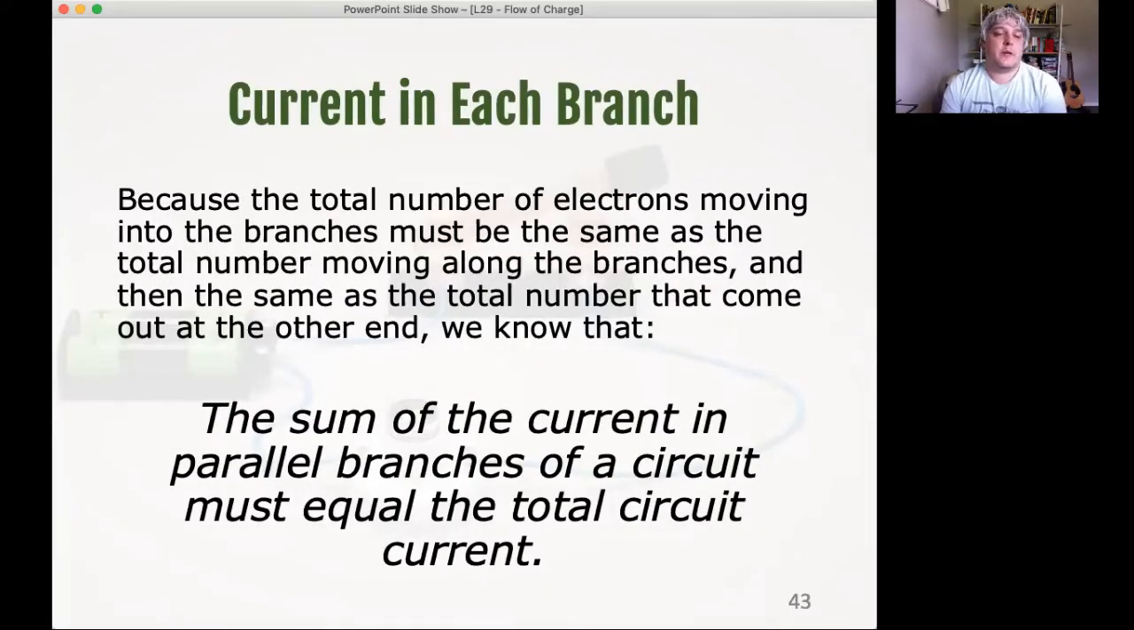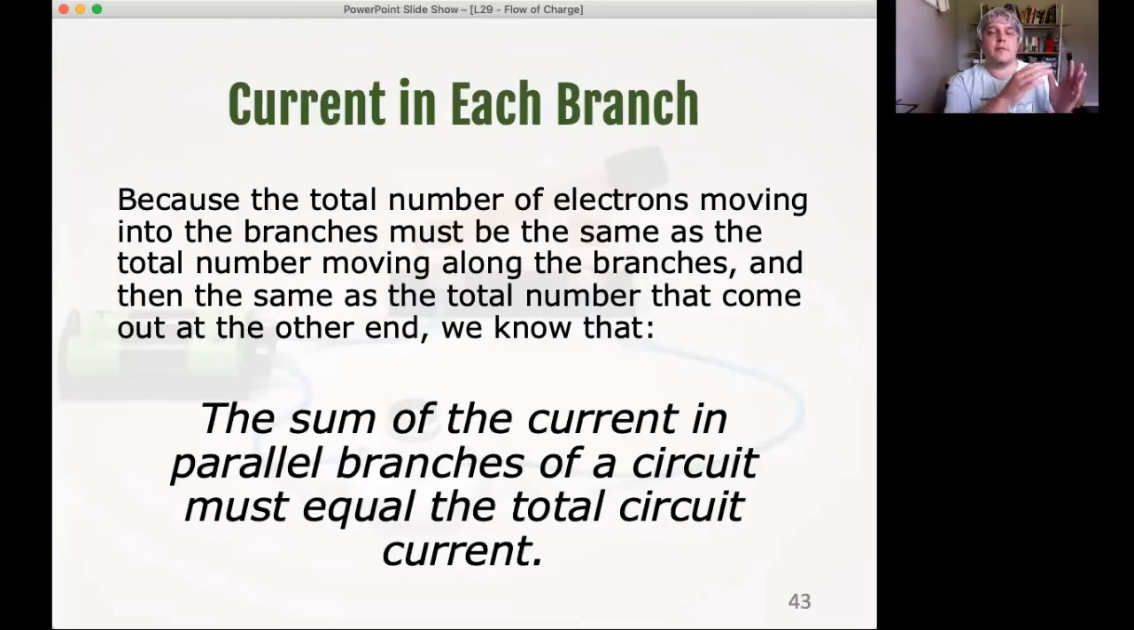And I've already made this point, but the sum of the current in parallel branches of a circuit must be equal to the total circuit current. As I said, if you understand that current is just the number of electrons going past every second, this should make perfect sense, because you can't have 10 electrons coming into a circuit and then only have 2 down this branch and 2 down this branch, because that's only 4. So if you've got 10 coming into the circuit and then only 4 going down the 2 branches, what's happened to the other 6? It makes no sense. They have to be accounted for.